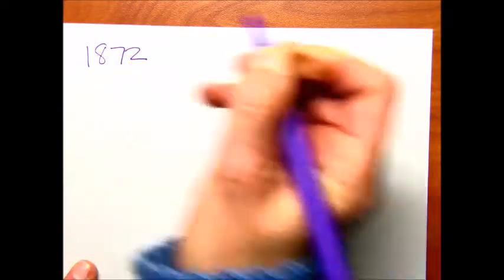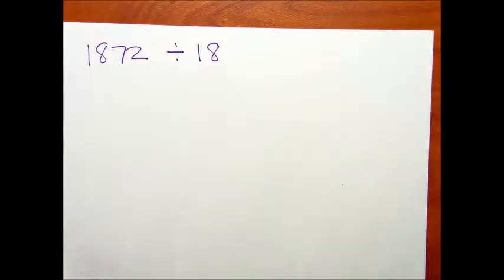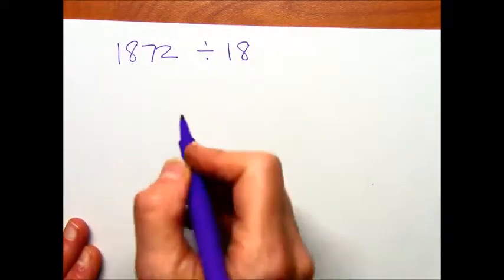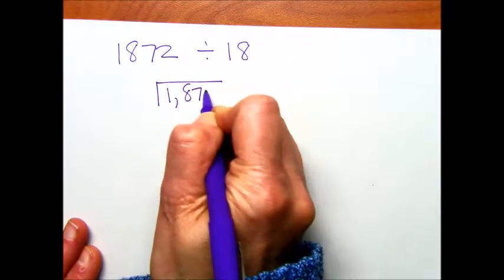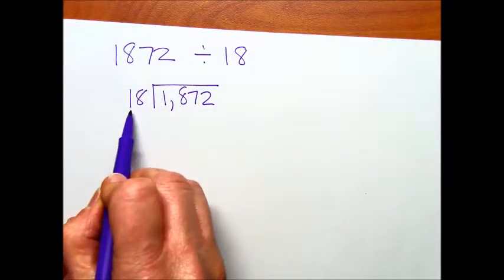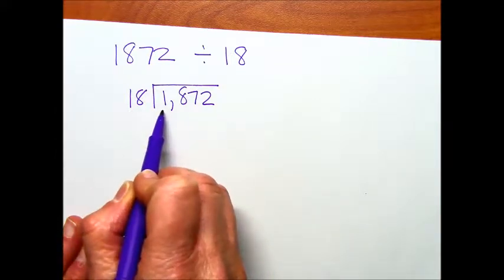All right, so we're moving on. Let's say we have 1,872, and we're going to divide by 18. All right, this one might be a little trickier, but let's see what we can come up with. So I'm going to rewrite it. 1,872 divided by 18.